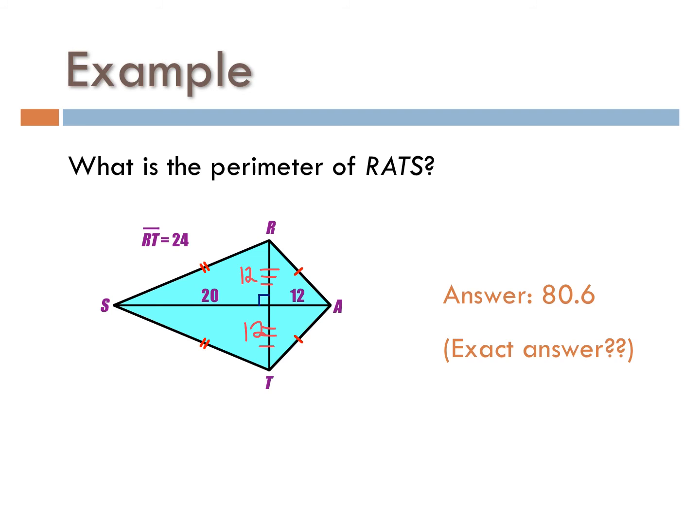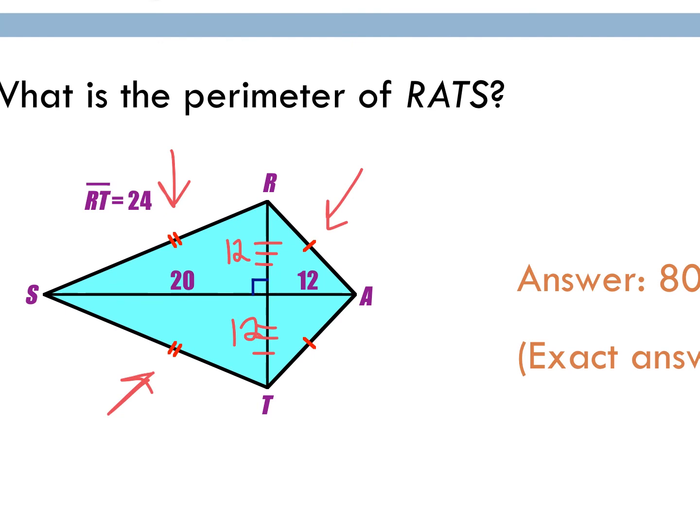So I need to find RA, because whatever RA is, TA is the same length. And then I also need to find TS, because whatever TS is, RS is that same length. So when I look at RA, in my mind, I see that we have 12 and 12. That's a 45, 45, 90 triangle. So I could do Pythagorean theorem. Sorry for that bell. I could do Pythagorean theorem.